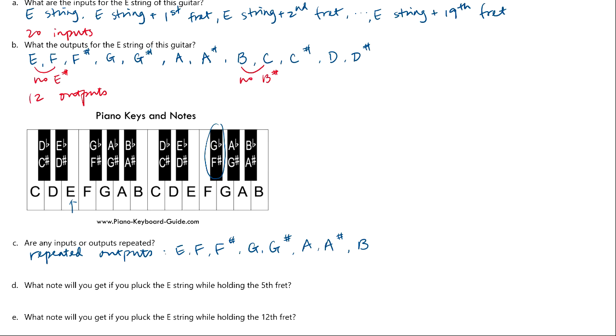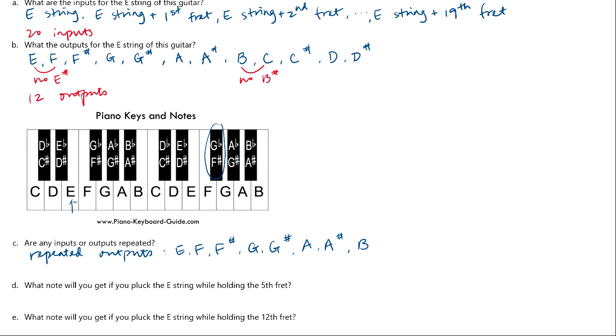And now if we are a little bit more familiar with how this process works, we can move on to part D. In part D, we're asking what note you will get if you pluck the E string while holding the 5th fret over here. One thing you could do is just count through the keyboard.